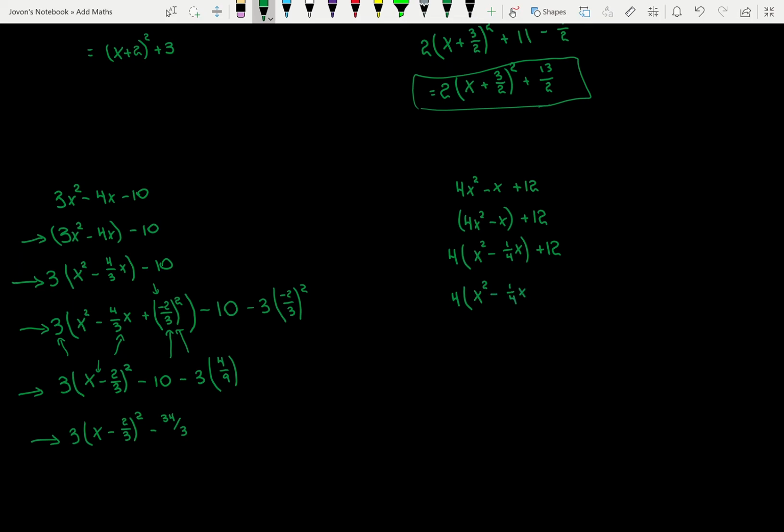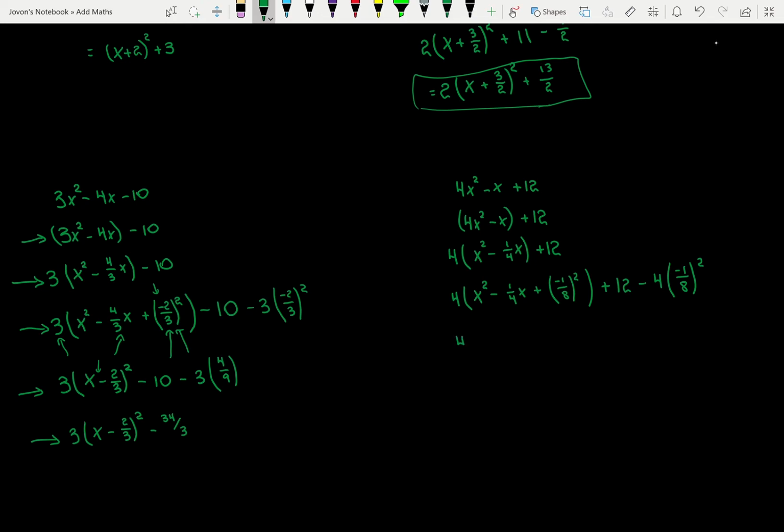Now we add in half the coefficient of the x term. What is a half of a quarter? A half multiplied by a quarter is 1/8. But remember, it is minus a quarter, so inside it we put in minus 1/8 squared, plus 12. And remember, whatever we add inside, we have to subtract outside. So it'll be minus the coefficient in front, which is 4, multiplied by minus 1/8 all squared.